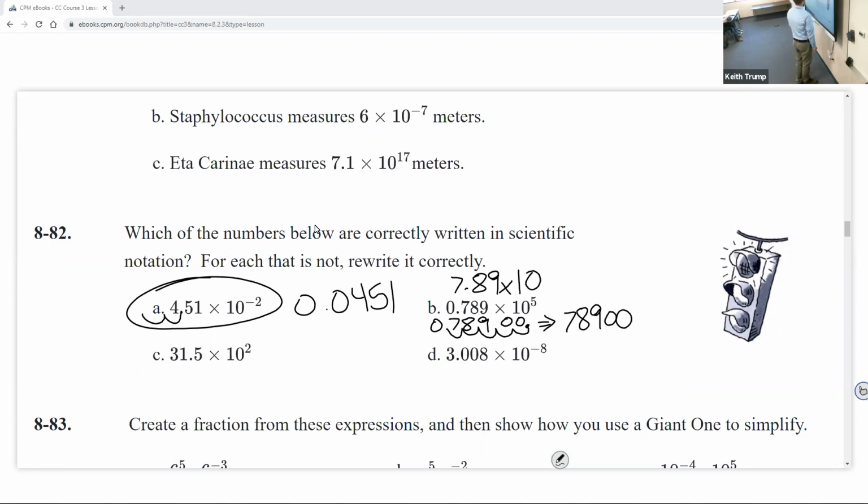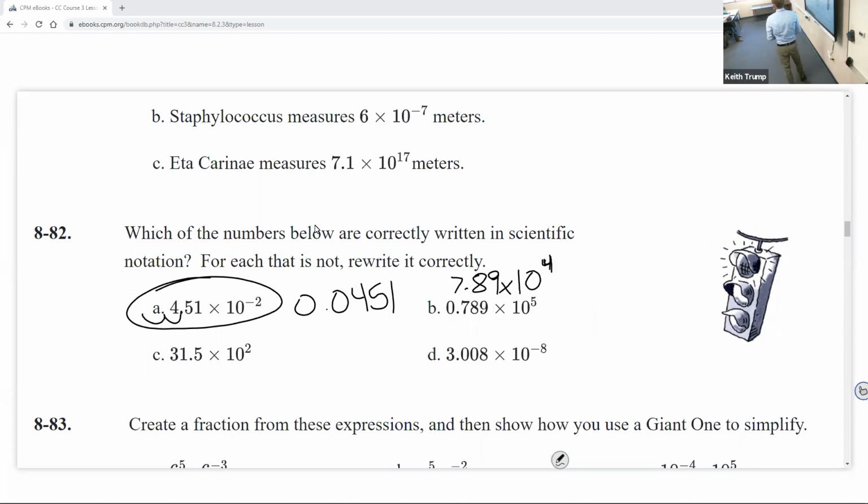Okay, so the new number is going to be 78,900. All right, how would I turn that number into scientific notation? Well, I would need to put a decimal here, right? 7.89. And I would need to move the decimal over 1, 2, 3, 4 places. So it's going to be 10 to the 4th. 7.89 times 10 to the 4th. That is going to be my corrected version.